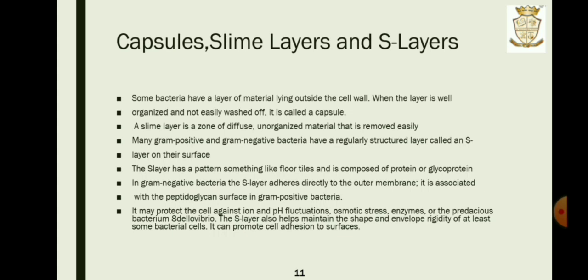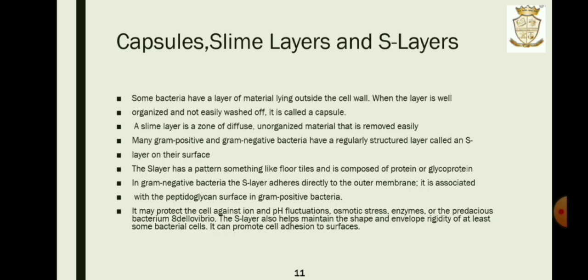Capsules, slime layers, and S layers. Some bacteria have a layer of material lying outside the cell wall. When the layer is well organized and not easily washed off, it is called a capsule. A slime layer is one of diffuse, unorganized material that is removed easily.